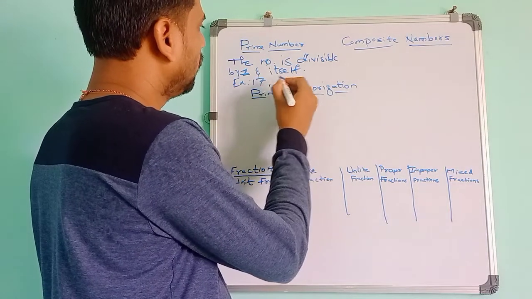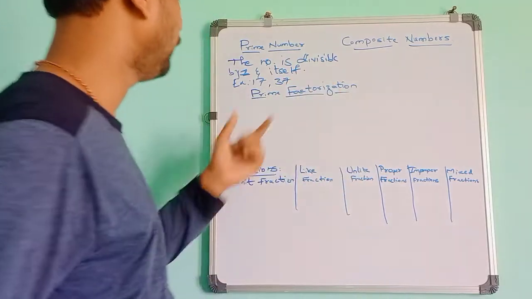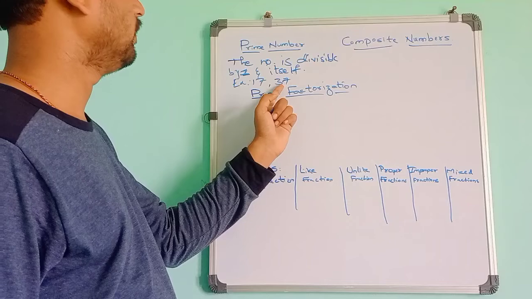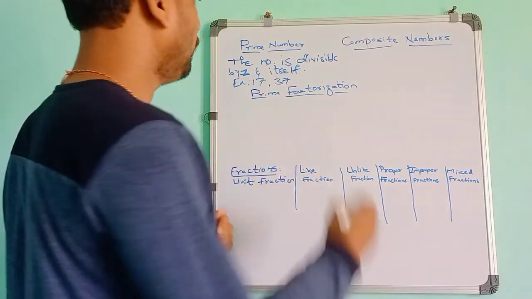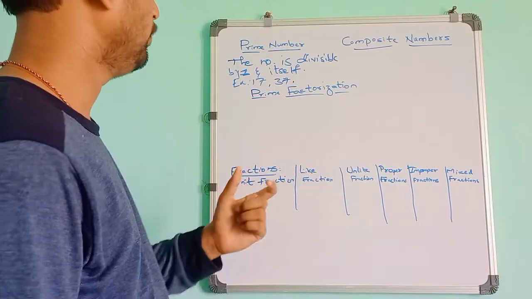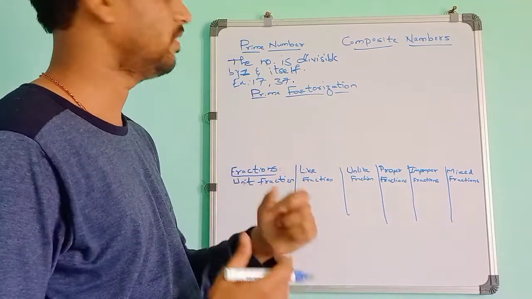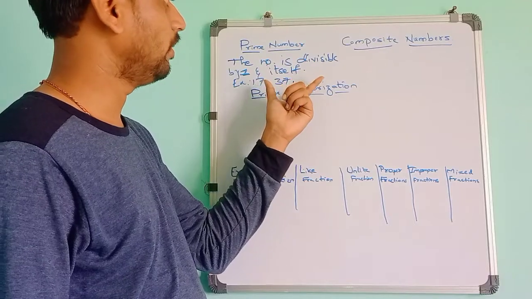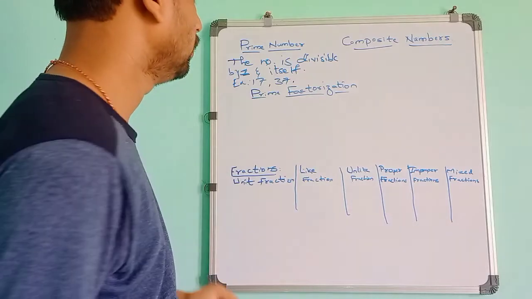Example, you can take 37. 37 is also a prime number because 37 does not come in any table. 37 is not coming in any table, so 37 is also a prime number. You should know the prime numbers up to 300, which means you have to know the tables at least 2 to 30, because 2 to 30 covers the 300 numbers. Then you can identify the prime numbers easily with these tables.